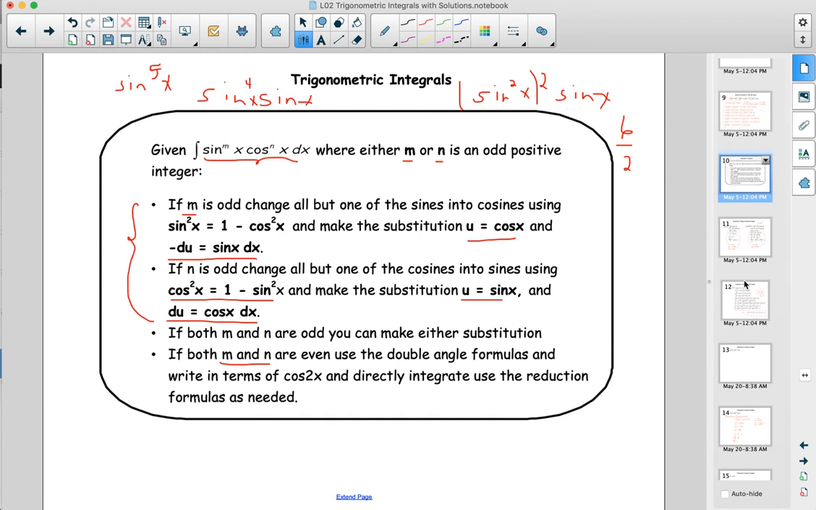Anyways, hopefully you followed along with what we're doing. These were the key ideas for this particular thing. And again, we're looking for power functions of a product of power functions, powers of trig functions.